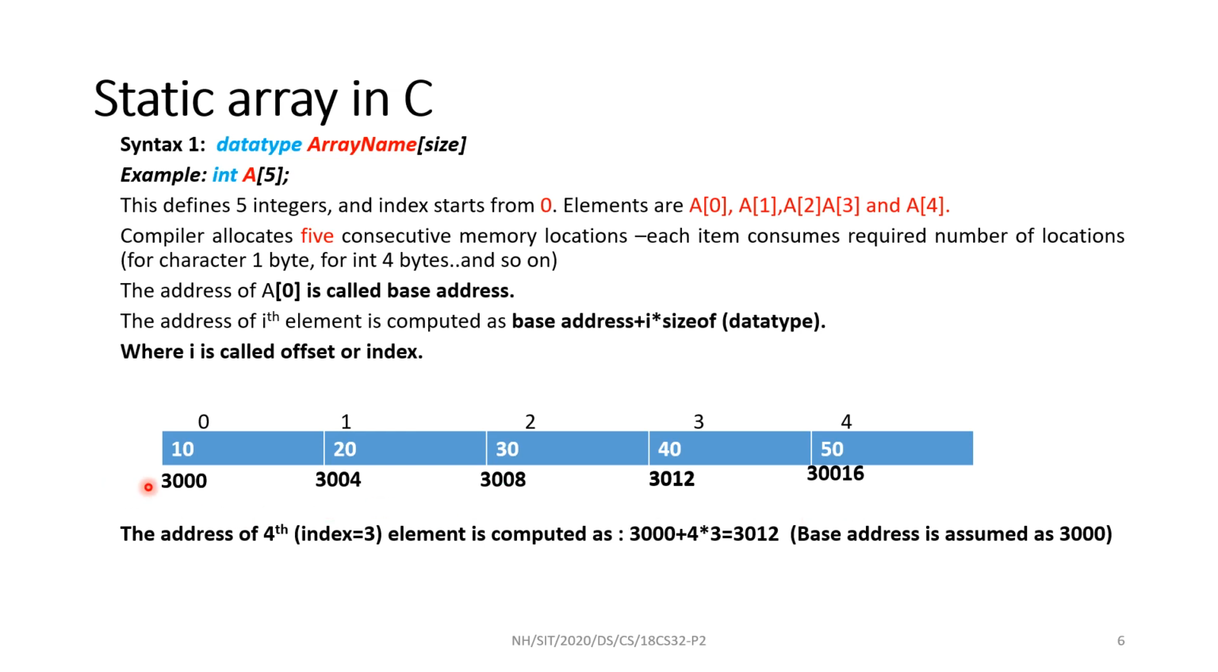For us, it is very difficult to remember the actual address or the physical address. For that purpose, we refer to those with numbers called index values. So these are called indexes. 0 is the beginning index, 1 the next, 2 like that. The things inside are data values. 10, 20, 30, 40, 50 are data values. 0, 1, 2, 3, 4 are indexes. 3000, 3004, 3008, 3012, 3016 are address values.